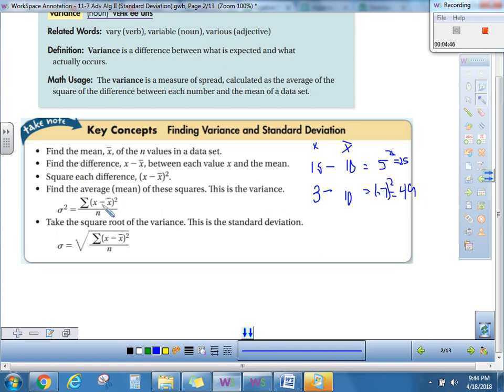That's what's happening here. When we're all done, we're going to divide by however many data values we had. In this case, we've only got 2 so far. This is how we find variance, sigma squared. We're going to find standard deviation by taking the square root of that whole thing.